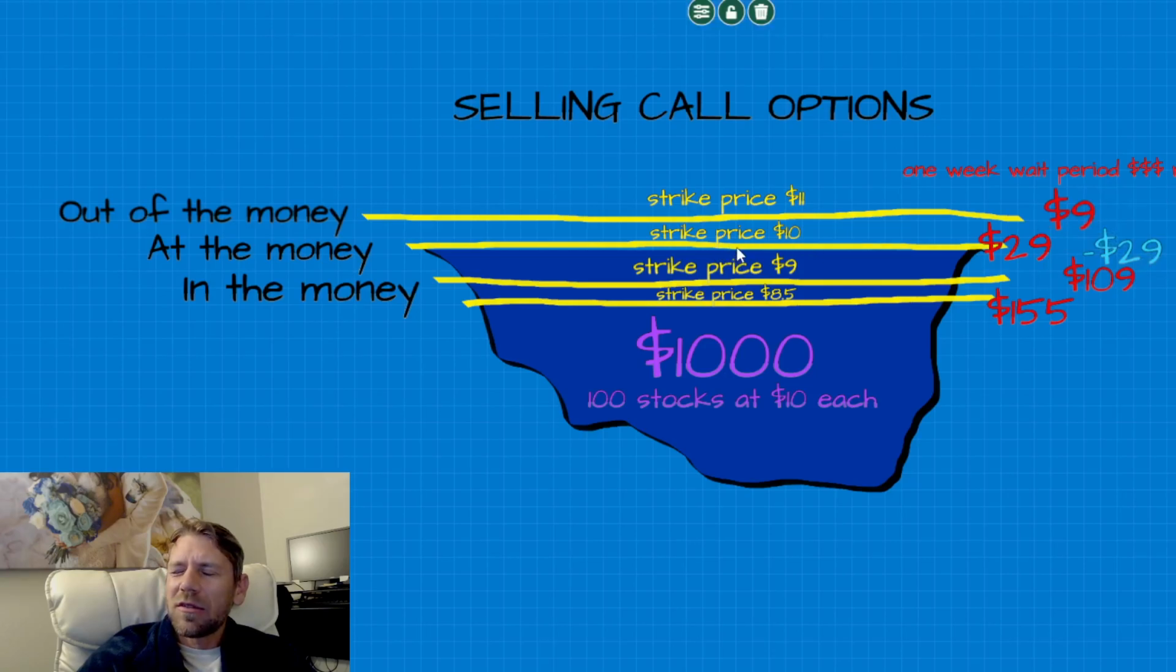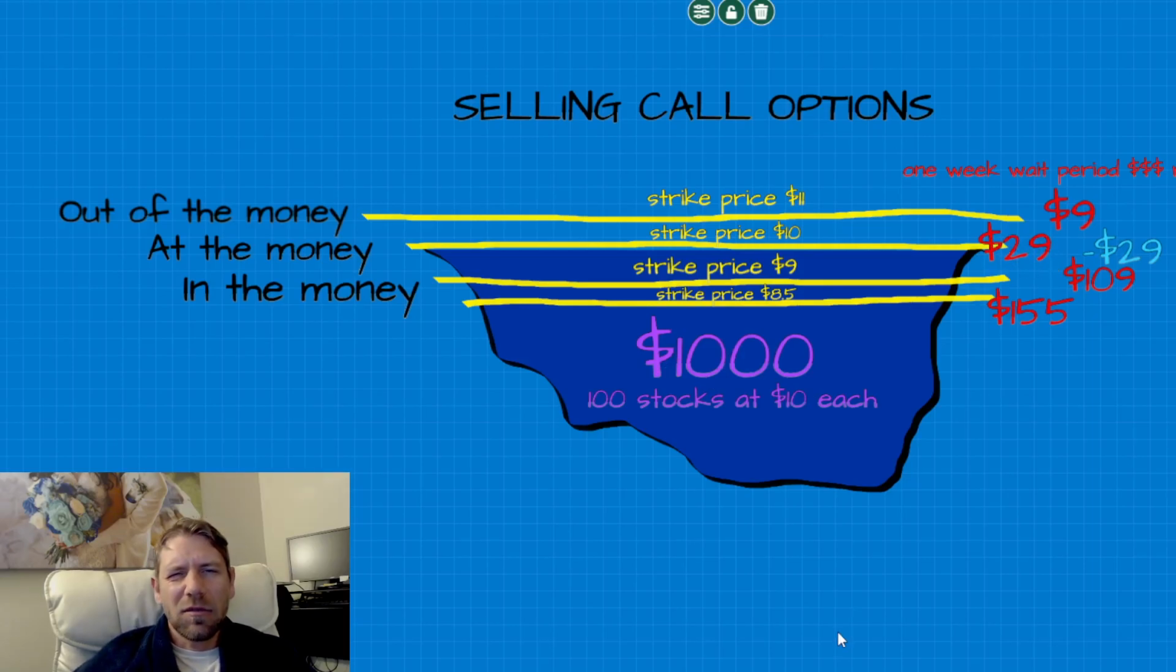If the stock price goes over $10, I'll still get this $29, but my liability will increase quite a bit. Let's say it goes to $11. This will turn into $100. My liability will turn into $100 by the end of the week. What that means is my shares will get sold automatically. I will not see my shares again, and my $1,000 will be returned to me, and I'll also get to keep my initial cash here of $29.